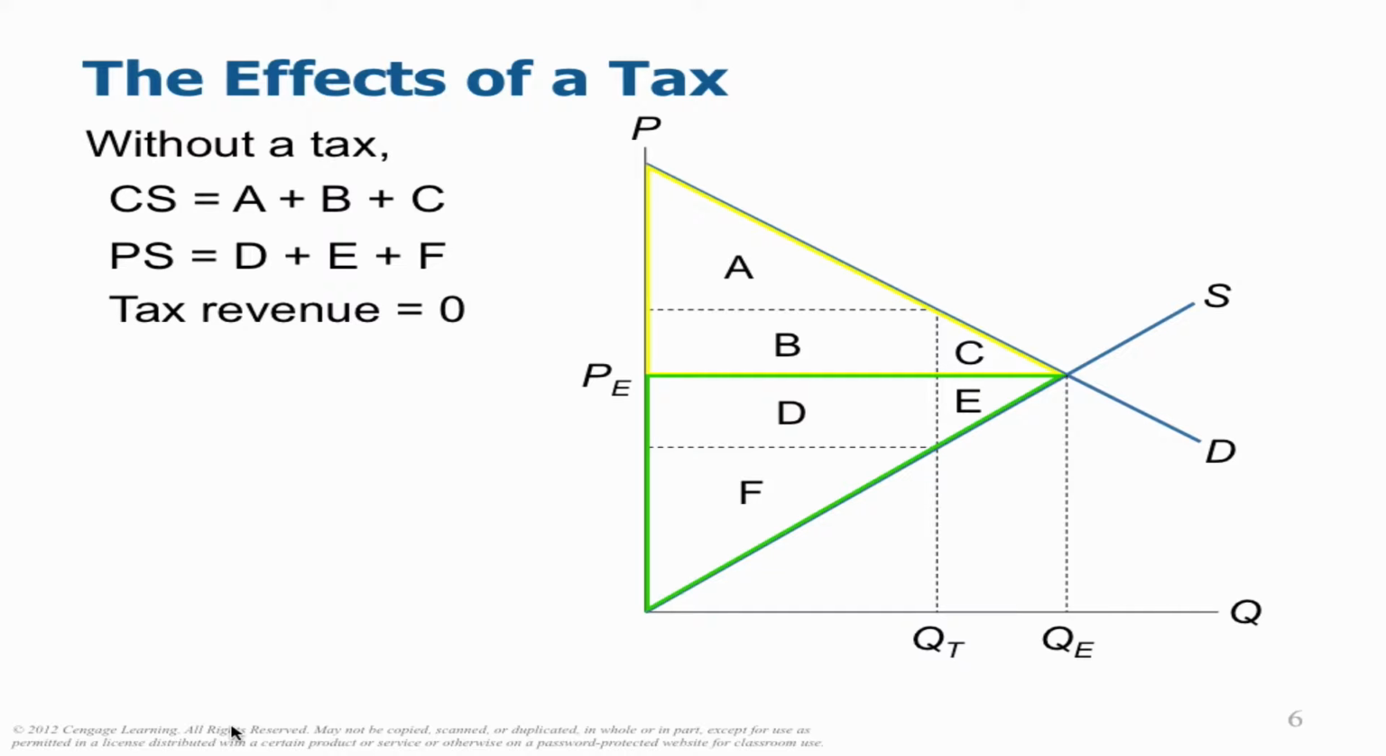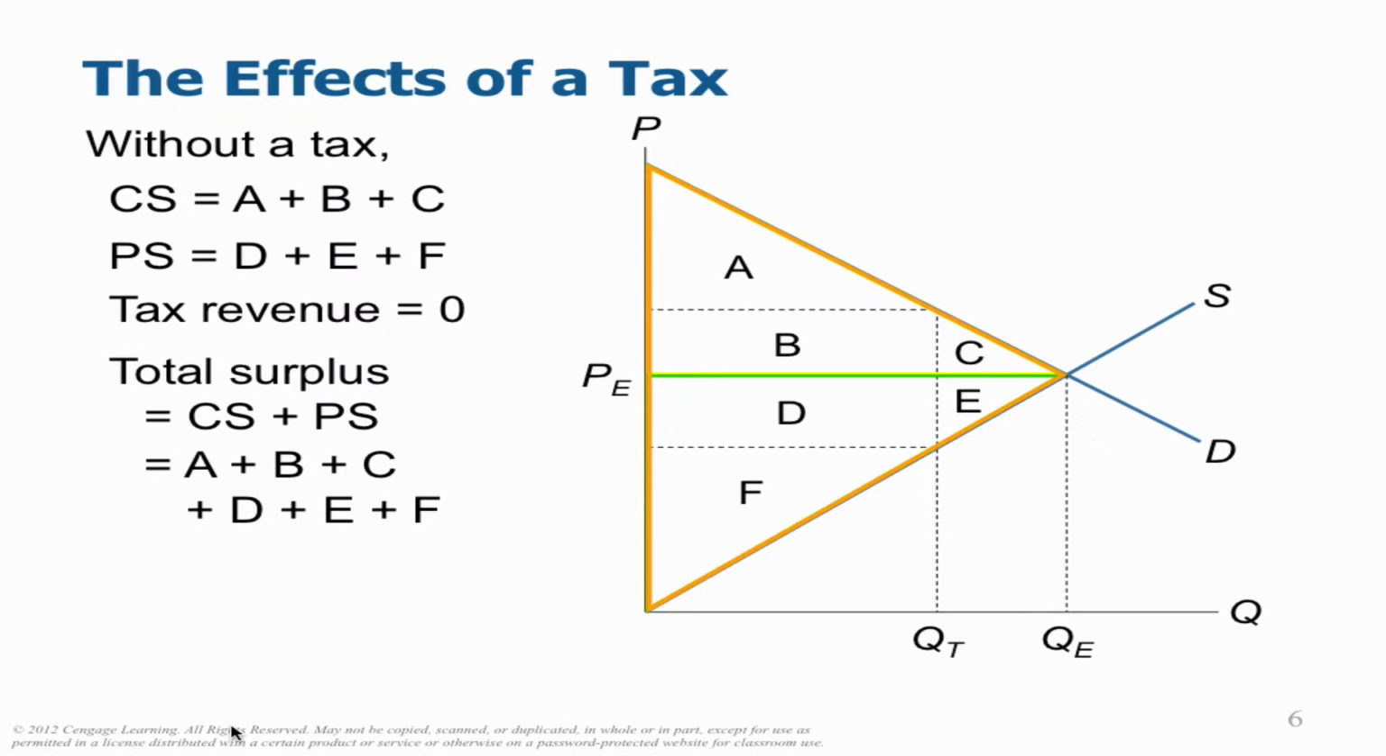Okay. So total surplus is A, B, C, D, E, F. Yes, that is total surplus. It's the whole thing. You knew that. Don't second guess yourself.